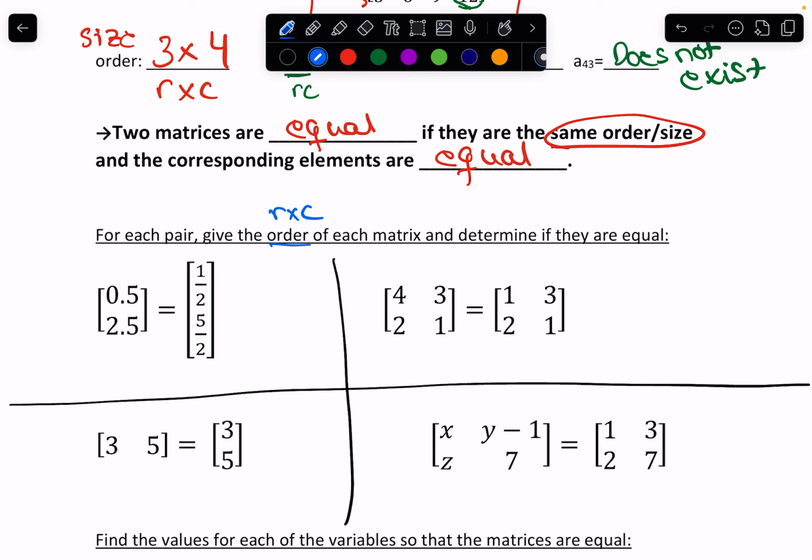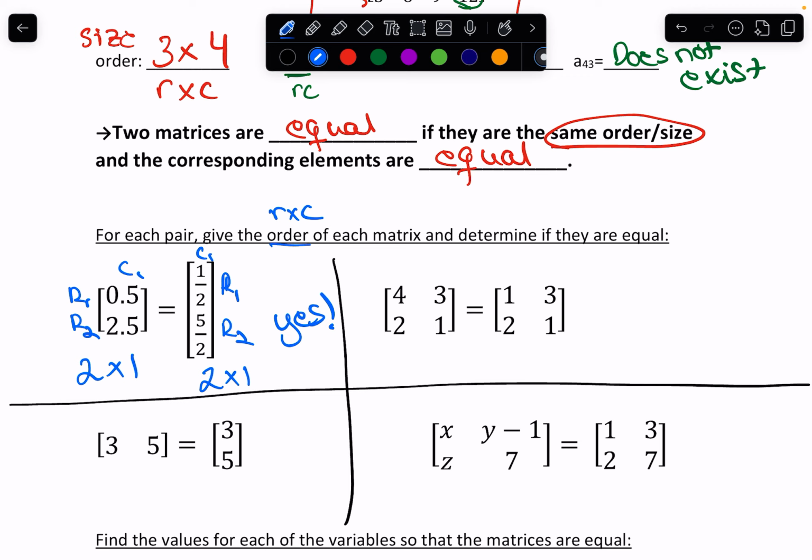So this first one is going to be, we've got 2 rows and we have 1 column, so 2 by 1. Well, this on the right side, it's got 2 fractions, so it has a half and 5 over 2. So again, it has 2 rows and 1 column. So this is row 1 and this is row 2. Here, row 1 and row 2. And then we've got column 1. So these are equal.